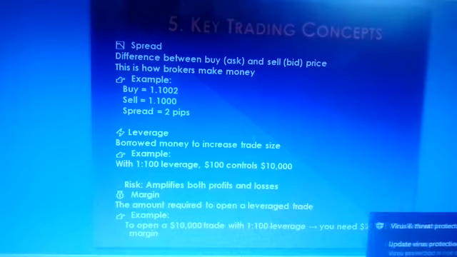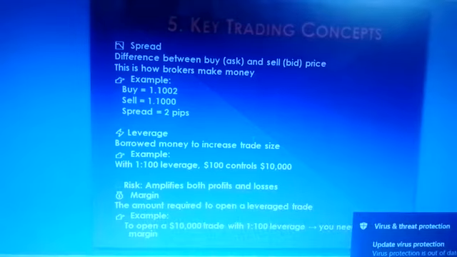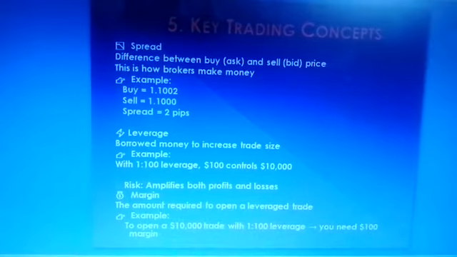Risk amplifies both your profits and your loss. So that's how it works. If you use a lot size that is big, your risk amplifies it if it goes positive. And if it goes negative, your risk amplifies it. You lose more if you use a bigger lot size to trade and it goes negative. You profit more if you use a bigger lot size to trade and it goes positive. So that's how it works. That's the risk there. Margin is the amount required to open a leveraged trade.